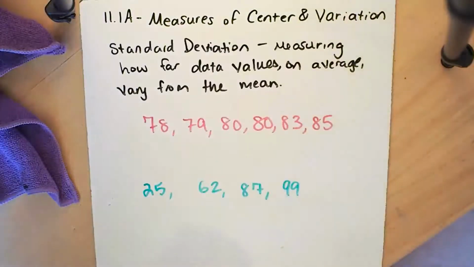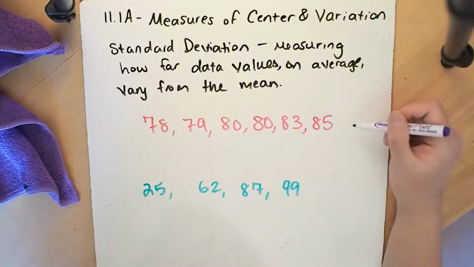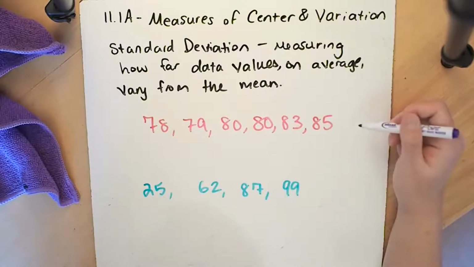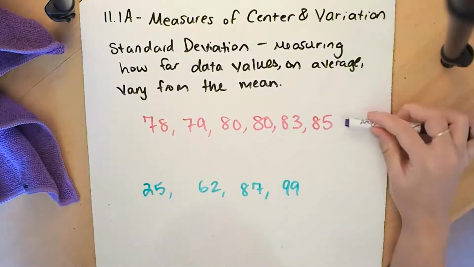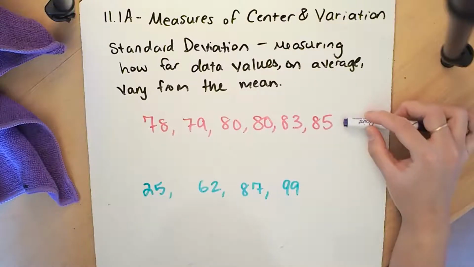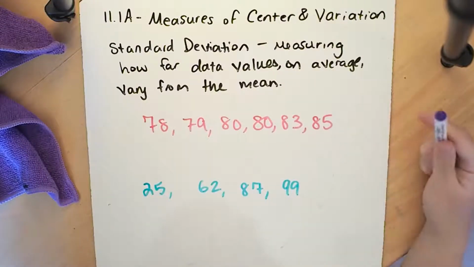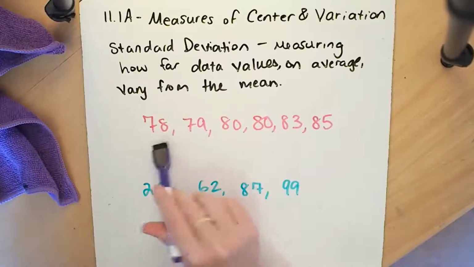The last concept we need to know about is standard deviation. Standard deviation is a way of measuring how far data values, on average, vary from the mean. Let's look at these two data sets I have here. These represent percentages on test scores from two different classes. We can see that on this test, all the data values are pretty close together. I mean, our range is really small. We only have from 78 to 85.